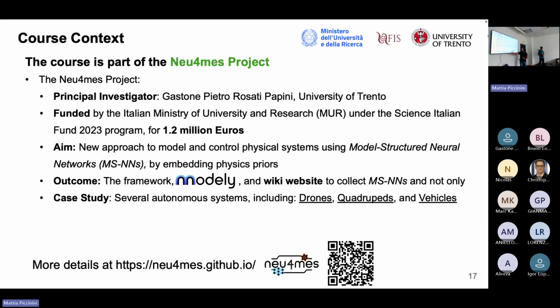And to sell the project to the commission, I decided to focus on a specific system, in particular autonomous systems, where I thought it was more interesting to apply this technique, but I repeat that you can apply these techniques also to different systems. So for the project, I focus on drones, quadrupeds, and vehicles. There are some PhDs in my research group that are working on these platforms.